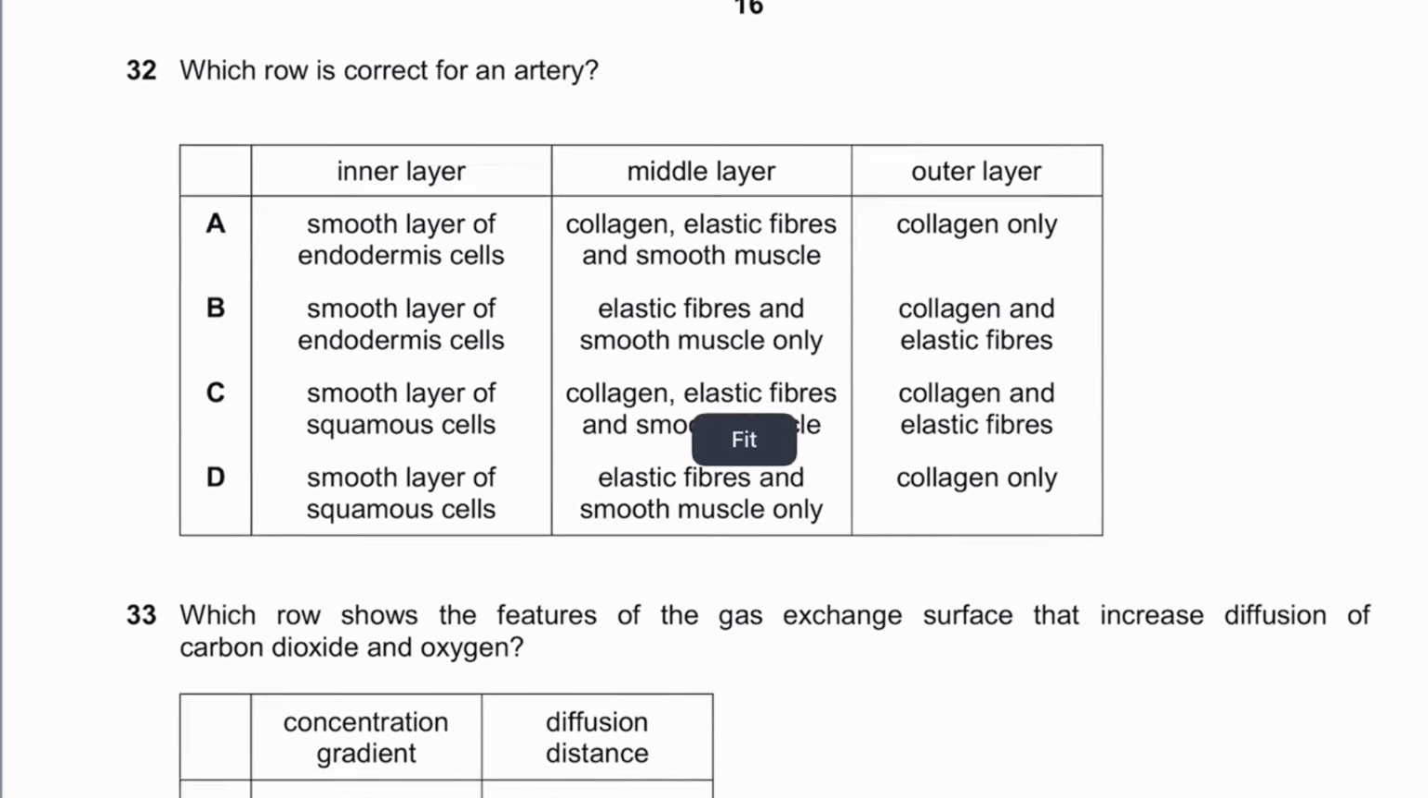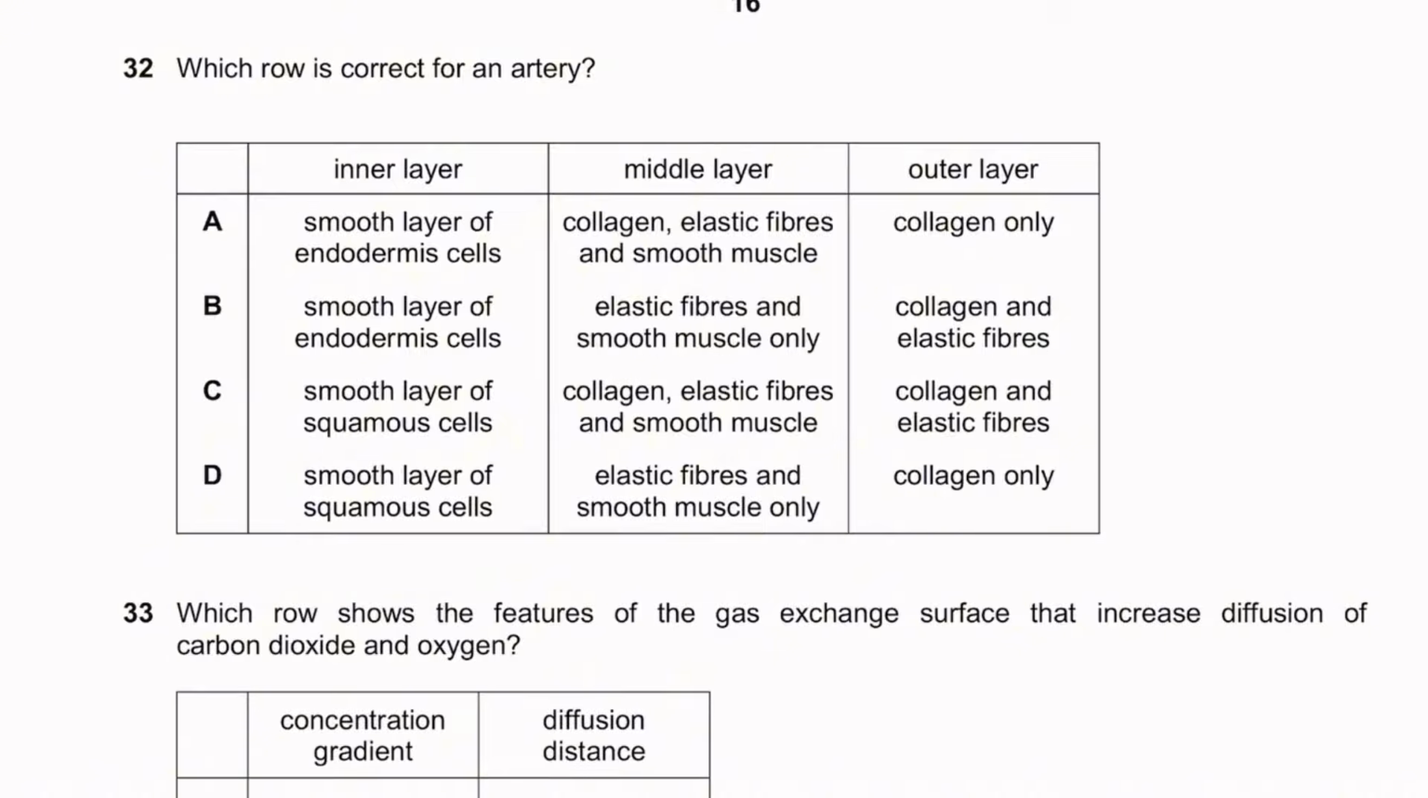The diagram, or which row, is correct for an artery? 32. Okay, inner layer of an artery contains squamous cells, so a smooth layer of squamous cells. Middle layer, collagen, elastic fibers, and smooth muscles. Outer layer, collagen and elastic fibers.